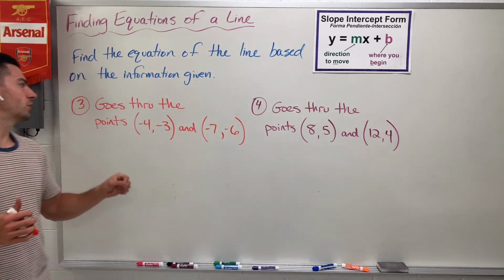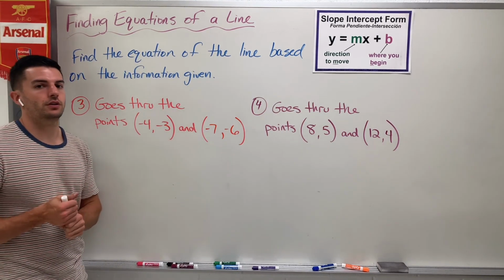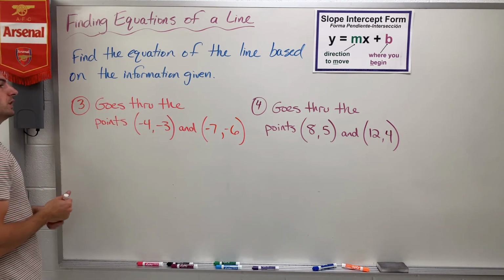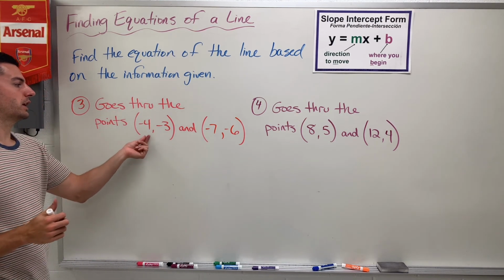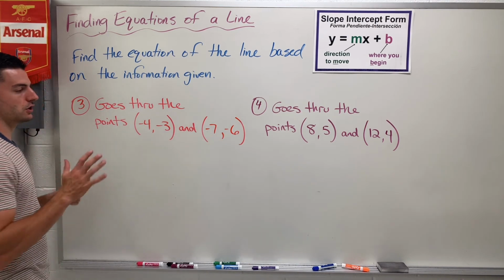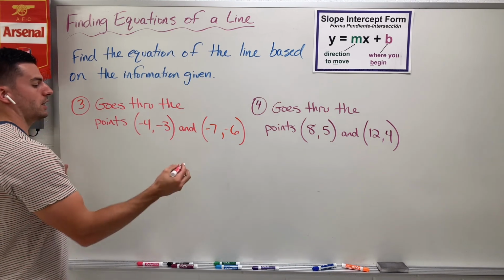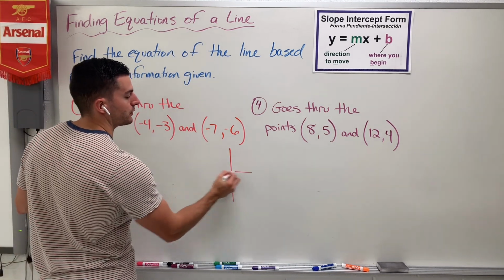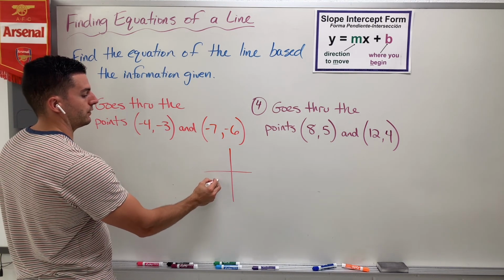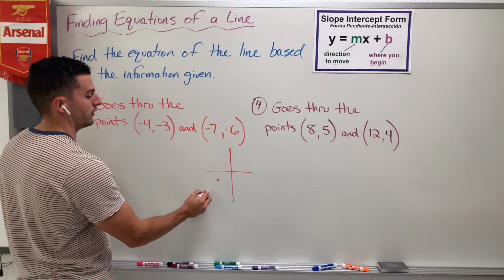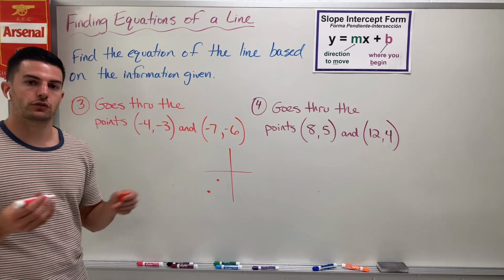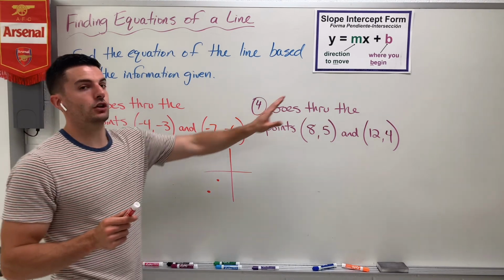All righty, so 3 and 4, 2 of the toughest problems that we'll see in this unit. So 3, it says it goes through the points negative 4, negative 3, and negative 7, negative 6. So again, what am I given here? All I know right now about this line that I'm supposed to find the equation of is that it goes through the points negative 4, negative 3, and negative 7, negative 6. That's all I know. There are these 2 random points. This line goes through those 2, and I'm supposed to find the equation of that.